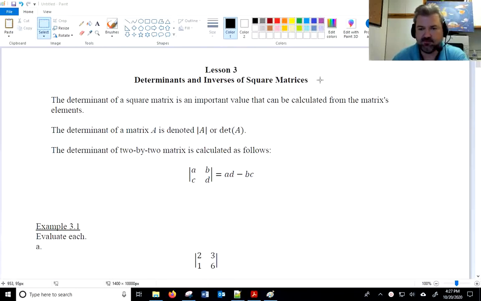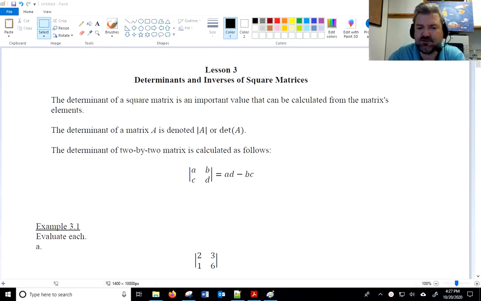Hello. Welcome back to another lesson in Algebra 2, Unit 4. This unit is all about matrices and their application. In this lesson, we're going to discuss something very important called the determinant of a matrix, and then from there, we'll use the determinant to find the inverse of a matrix. Two very important things, so let's get right to it.